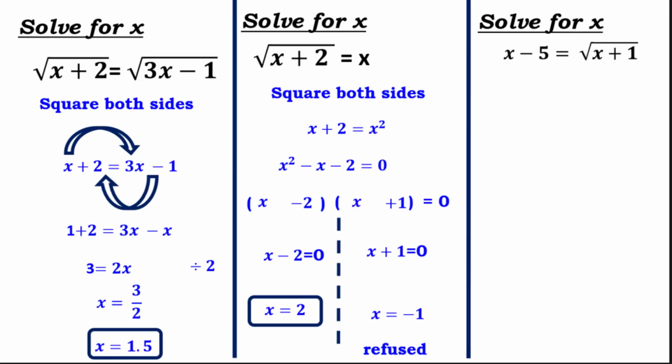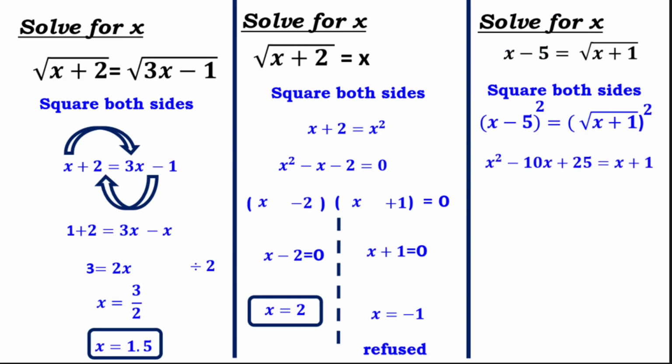Solve for x. X minus 5 equals radical x plus 1. Square both sides. We will get here x minus 5 squared equals x plus 1. Just we will simplify this bracket.